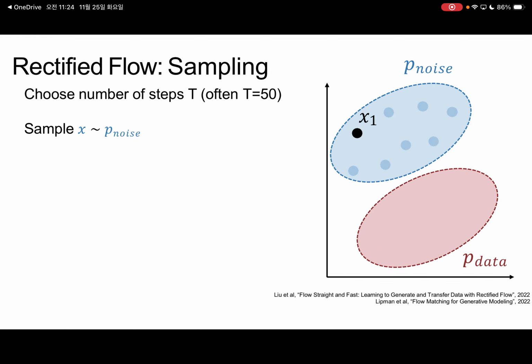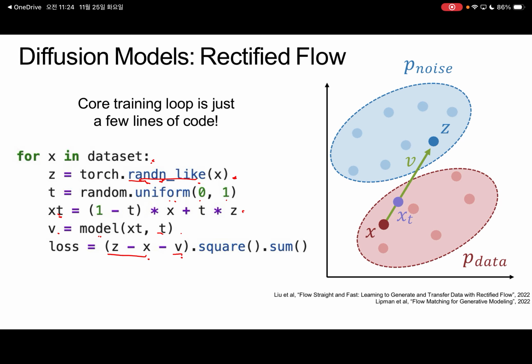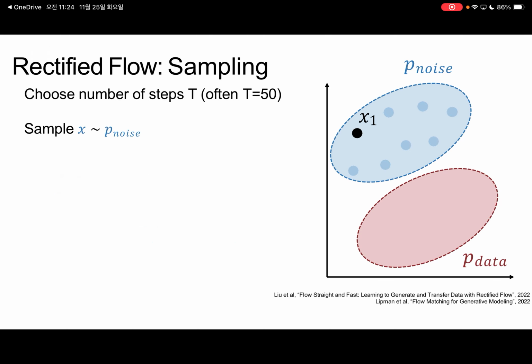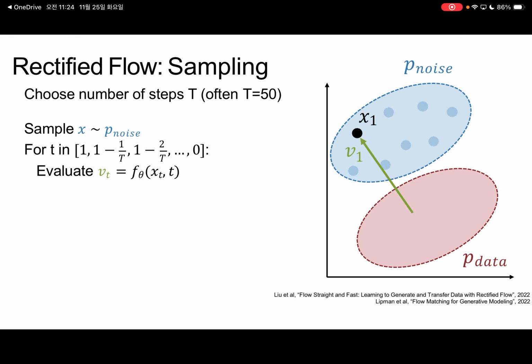And after training, what we want is to generate a new sample, right? How can we sample? Likewise VAE and GAN, we always start with a randomly sampled normal Gaussian distribution. And then T is a hyperparameter. We often set T equal to 50. That is the number of iterations in the sampling stage. As I said, we do iterative sampling, right? We have this hyperparameter. And then for t in this range, 1 to 0, with many intermediate values, we evaluate vt. Vt is this one.